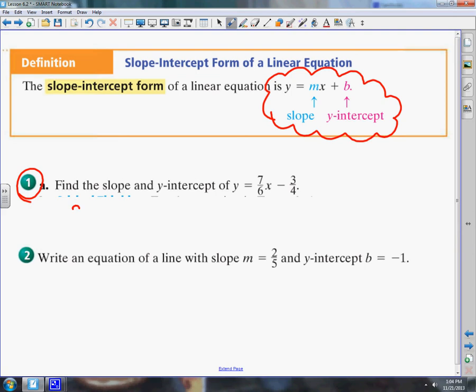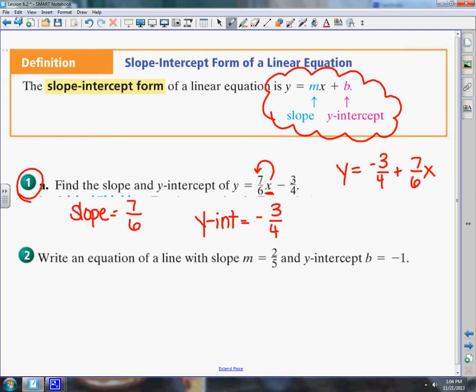So you would have to write, okay, the slope equals, and then you'd look at your equation for the x. Don't always look in this first spot, because sometimes they try to trick you and they'll write an equation backwards, like this: negative 3/4 plus 7/6x. So it's not always in the first position. You want to look for the variable. Whatever is next to the variable is the slope. So in this case, the slope is 7/6 and the y-intercept is negative 3/4.